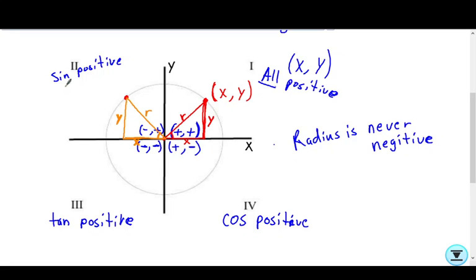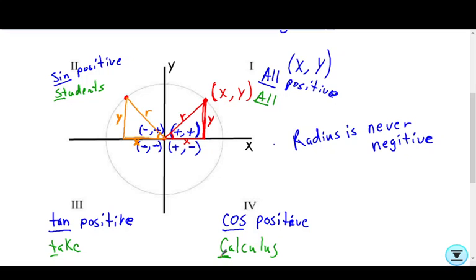So you need to remember that in the first quadrant, all of your trig functions are positive. In the second quadrant, sine is the only one that's positive. In the third, tangent. In the fourth, only cosine. There's a bunch of different acronyms teachers use. The one I always talk about is All Students Take Calculus. A for all, S for sine, T for tangent, C for cosine. That's an easy way of remembering it.